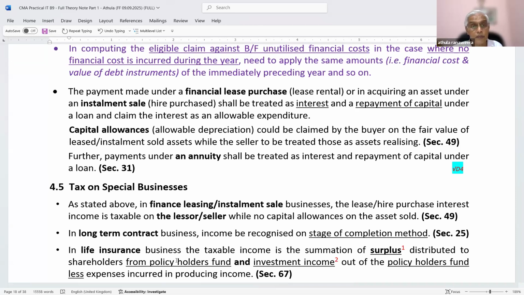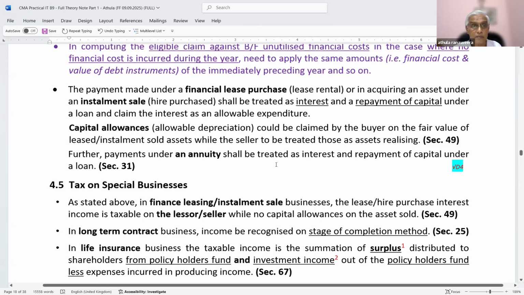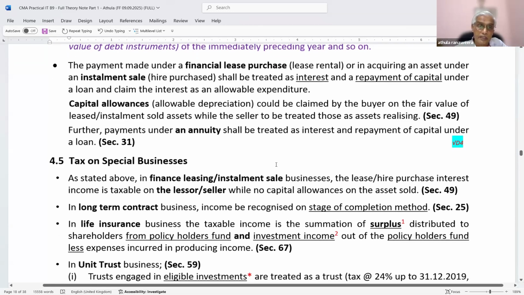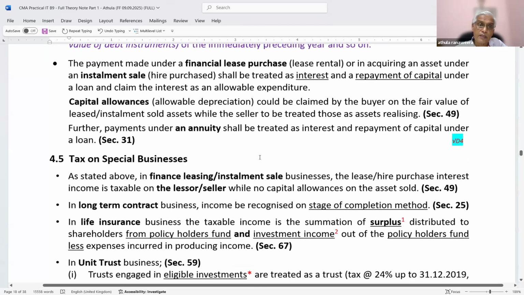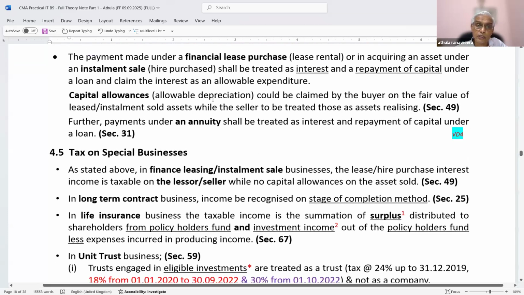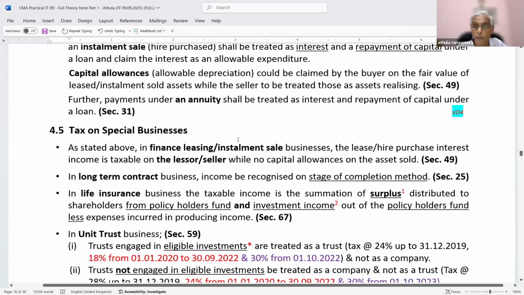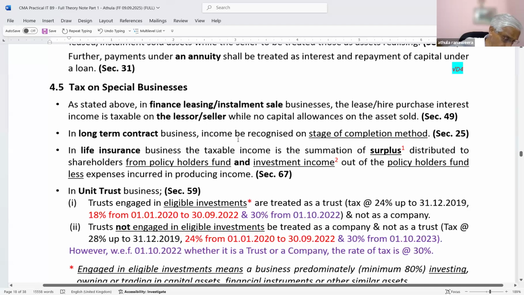Then we claim the capital allowances separately. The leasing company can't depreciate now. Earlier, leasing companies were permitted to depreciate the asset. Now the leasing companies can't depreciate it. Right. Then today's session, tax on special businesses. We'll move to that section. Before moving to that section, do you have any questions to ask?